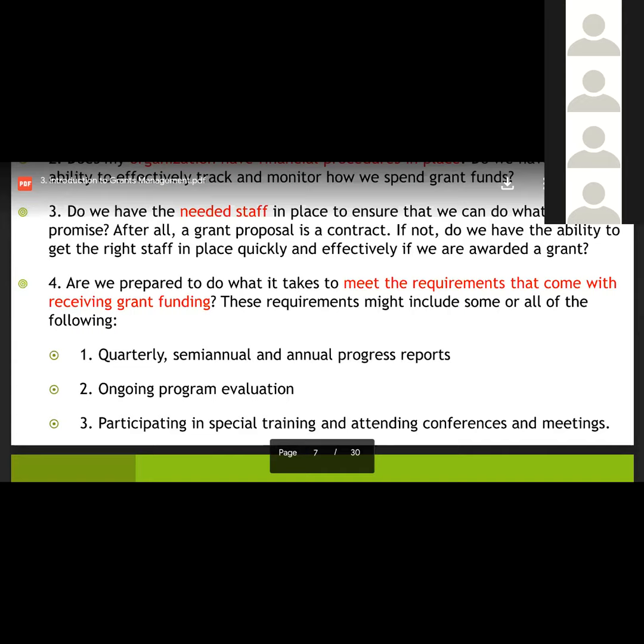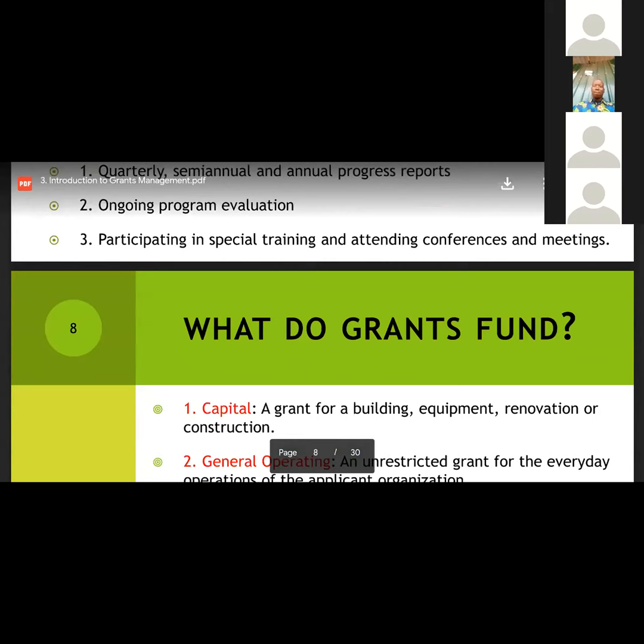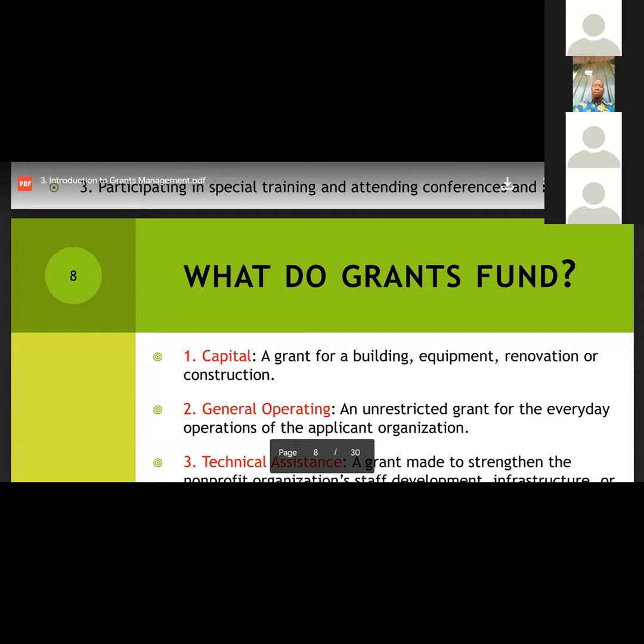Now, the other thing is ensuring that we are able to participate in special training, and attend conferences and meetings. That could be crucial with a particular grant. There are certain grants where a funder will not give you a grant if you cannot attend special training conducted by funding agencies, or crucial conferences or meetings organized by the funding agency. It will be important for you to be able to attend some of those things. So what do grant funds actually fund? I think it is also good to make sure that we have an understanding of that.